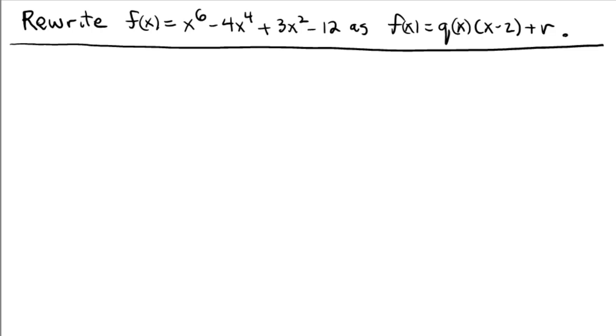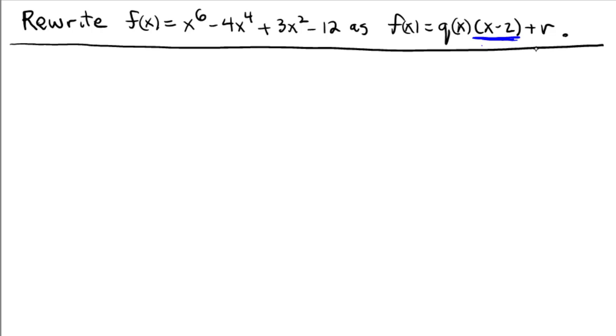Hi there. Here we're going to try to rewrite f of x equals x to the sixth minus 4x to the fourth plus 3x squared minus 12 as f of x equals some quotient times (x minus 2) plus r. So recall that this x minus 2 means that really we need to divide by x minus 2, figure out what the quotient is and what the remainder is, and that's what's going to allow us to rewrite it in this form. So for the purposes of this example, let's use synthetic division to see this.